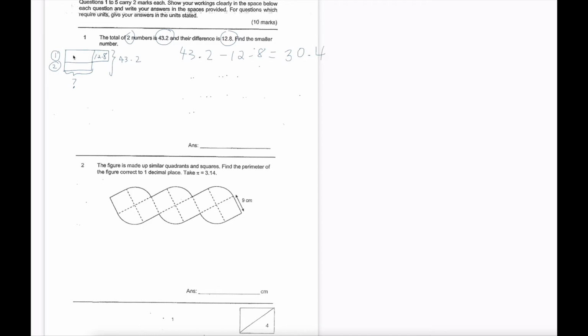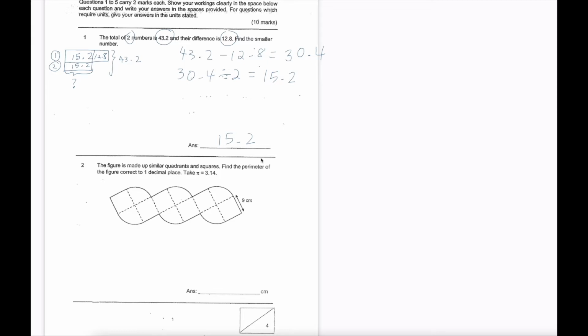So this and this is 30.4. So we just need to divide by 2, and then we're going to get 15.2. Okay, that's it. So let's move on to the second question.